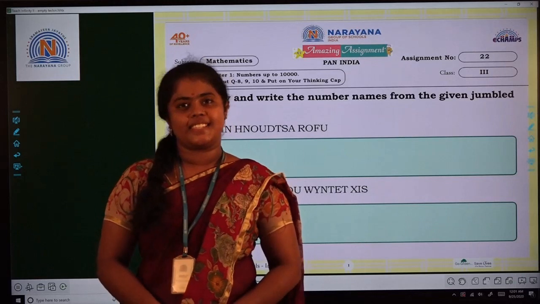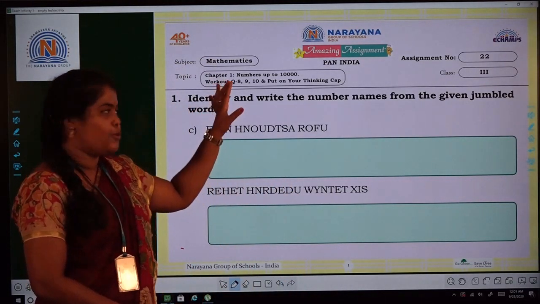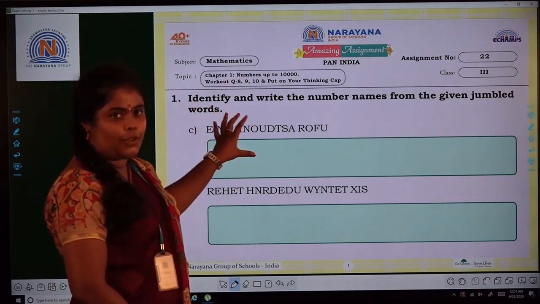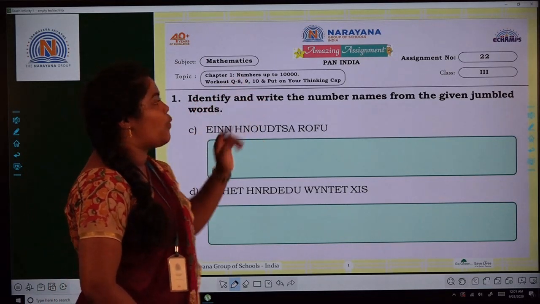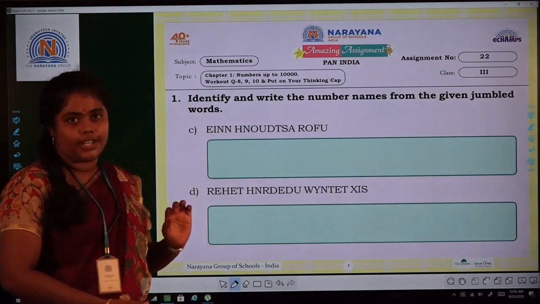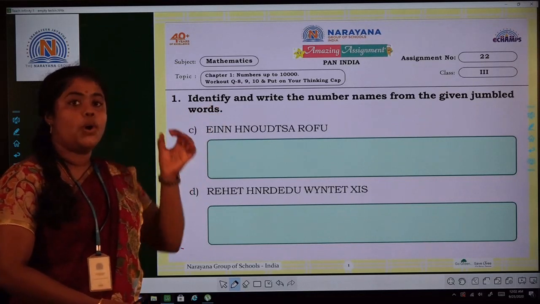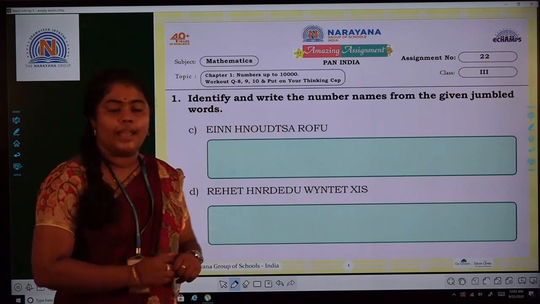Today we will do amazing assignment 22. It is related to chapter 1, numbers up to 10,000. Here the first question is, identify and write the number names from the given jumbled words. By using the jumbled words, we have to find and write the number name.